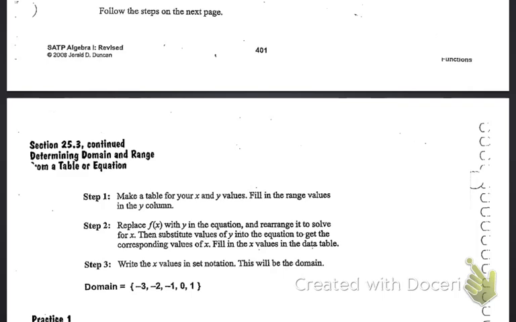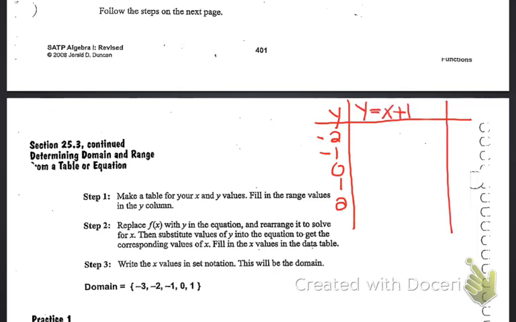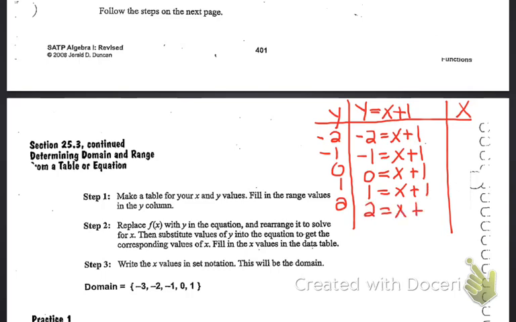Again, we can make a table. This time we know what our y values are. Our y values, the range, is -2, -1, 0, 1, and 2. Our equation is going to be y equals x plus 1, and we're going to find our domain. So let's go through and plug in these values for y. -2 equals x plus 1. -1 equals x plus 1. 0 equals x plus 1. 1 equals x plus 1. And 2 equals x plus 1.